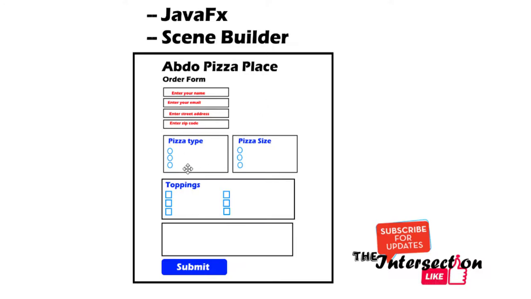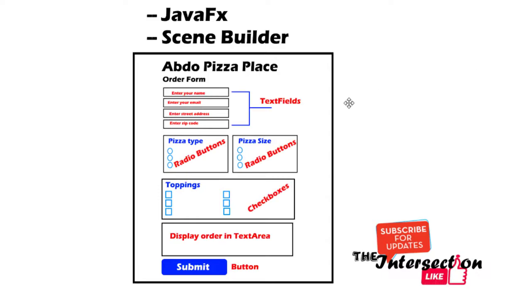And there are three pizza types. We will use radio buttons and three pizza sizes and a bunch of toppings and a button. And so in our project, we will use text fields for the names and radio buttons for the pizza types and pizza sizes, and we will use checkboxes for the toppings, and then we'll capture all of the information and display them in a text area.